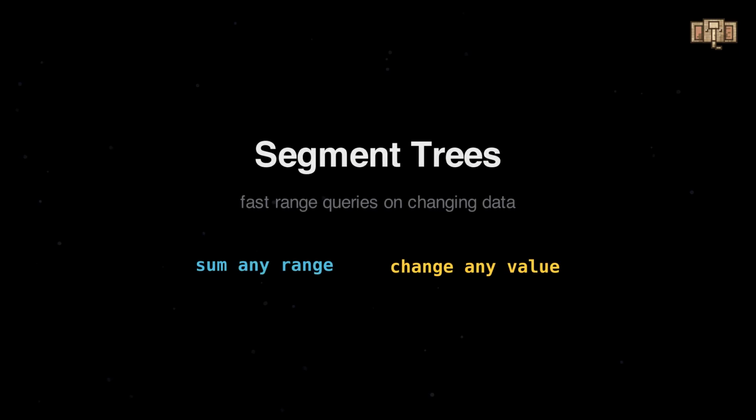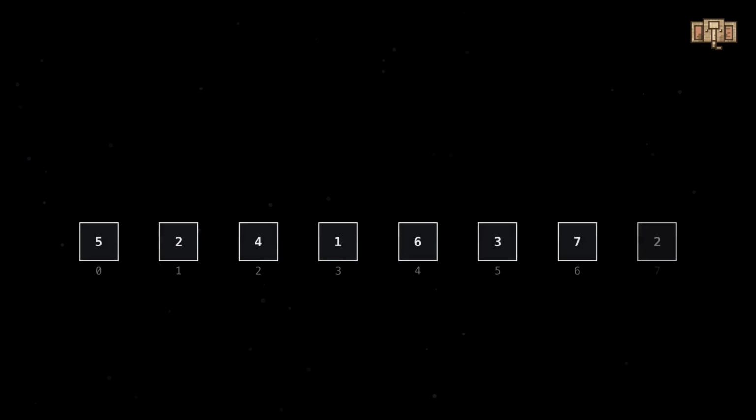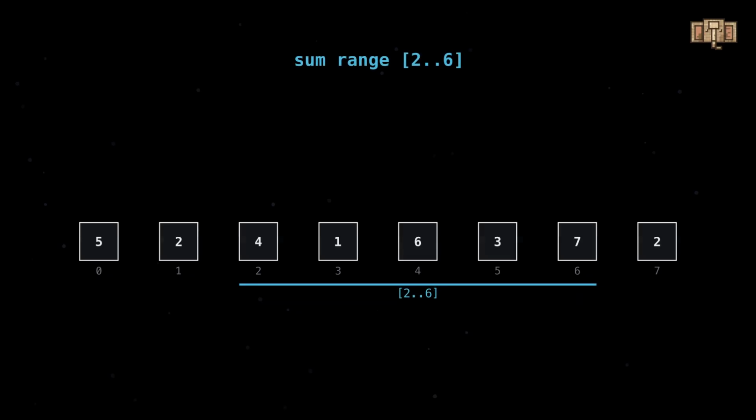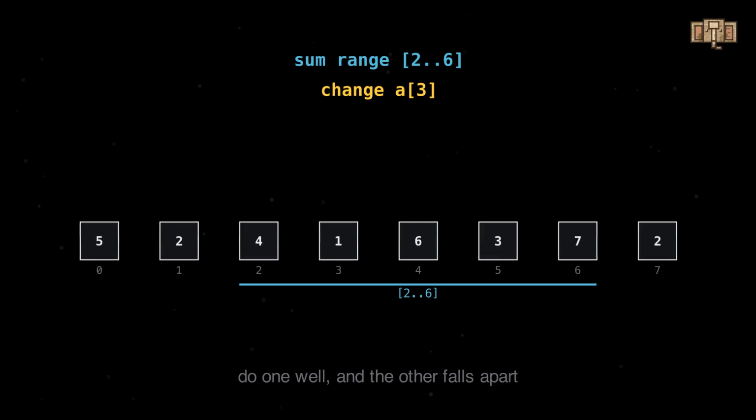What if one structure gave you the sum of any range and let you change any value, both fast? Normally you pick one to be quick. The segment tree refuses to choose. Let me show you. Here is an array of numbers, 8 of them. We want to answer a range question fast, like the sum of positions 2 through 6. But we also want to change any single value just as fast. Do one of those well, and the other usually falls apart. The segment tree quietly does both.